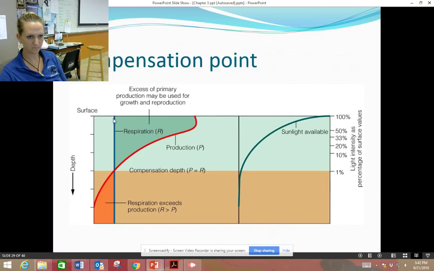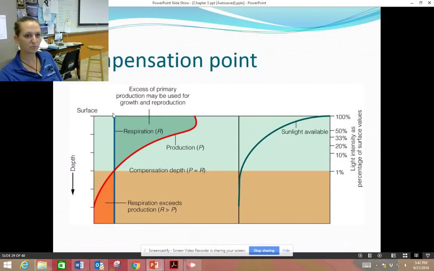What is this one? Okay, here's our compensation point right here. Here is production, primary production. We produce a good deal at the surface, most right here, because we'll have a little bit of nutrients. And then sunlight goes down, and photosynthesis is going to go down, and down, until there's no more sunlight.